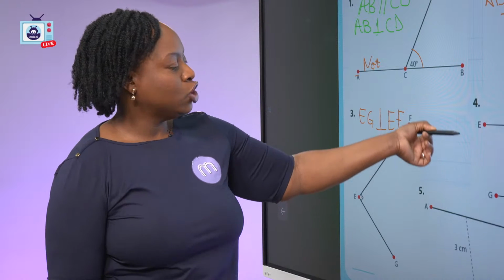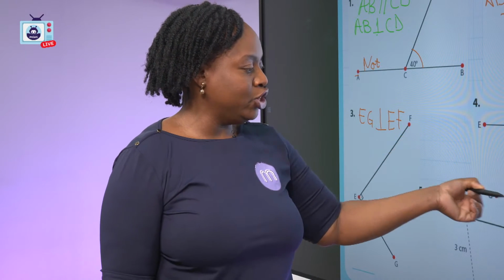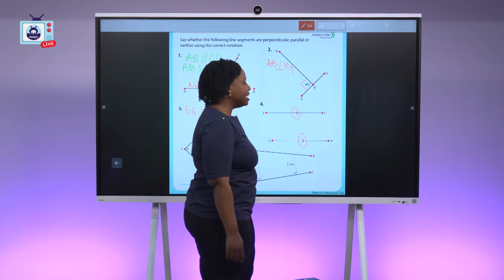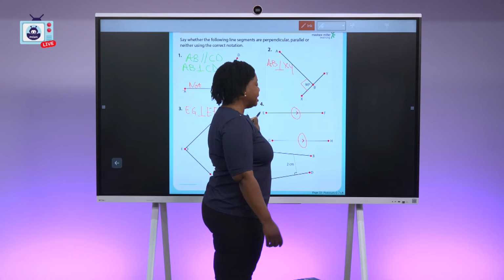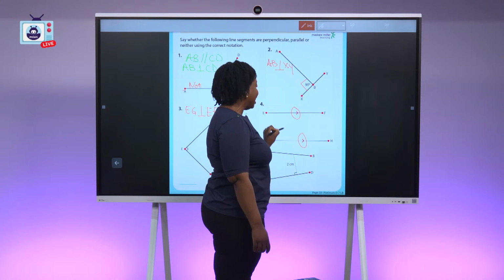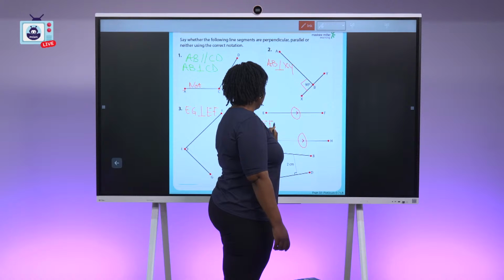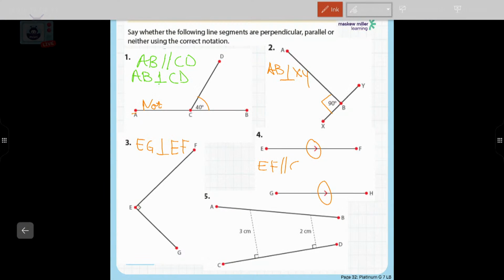Number four, it shows that we have EF and EG with the arrows. Remember? So that shows that our two line segments are literally parallel to one another. So you're going to come and say EF is parallel to GH. Right. Then we come to 5.